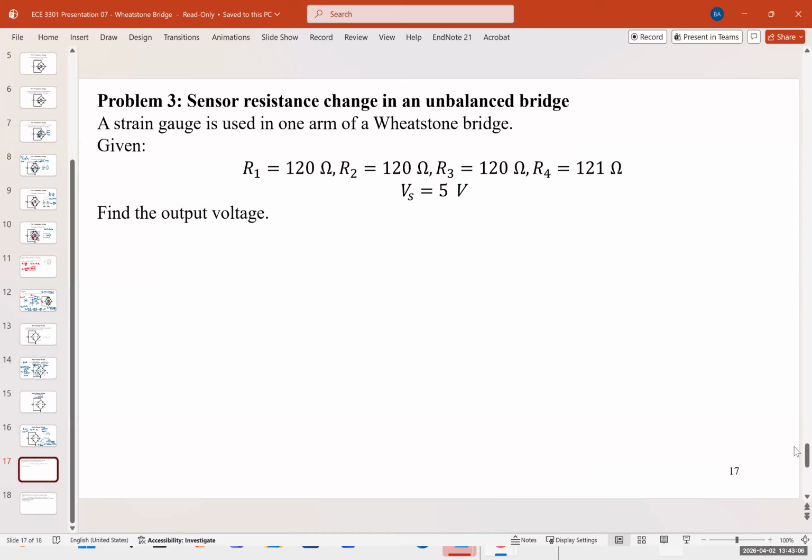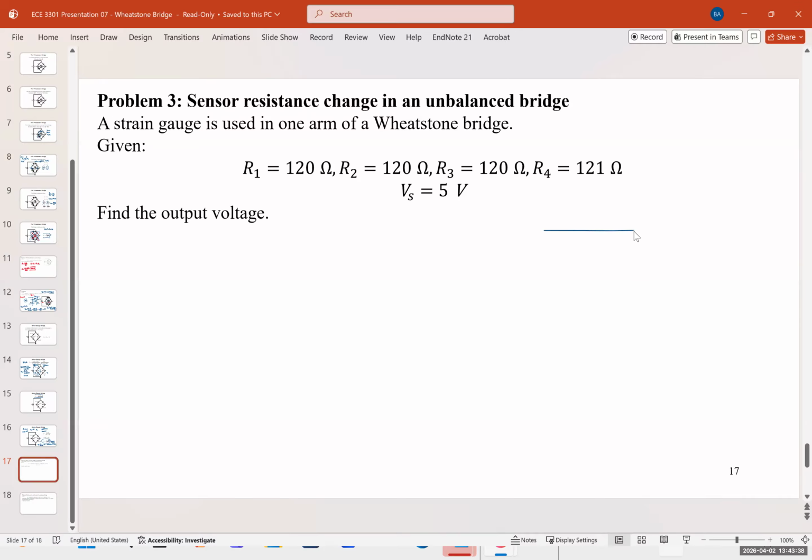These are for sensor resistance change in an unbalanced bridge. So a strain gauge is used in one arm of a Wheatstone bridge. The previous one was like 2. Now it's just in one arm. Given R1 is 120, R2 is 120, R3 is 120, and R4 is 121. So just a 1 ohm difference. And Vs is 5 volts. We want to find the output voltage.